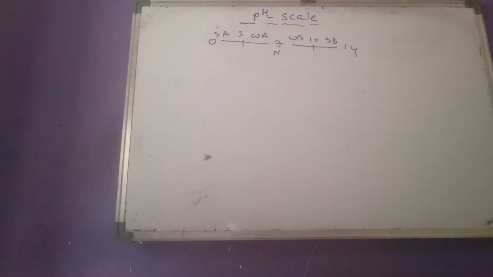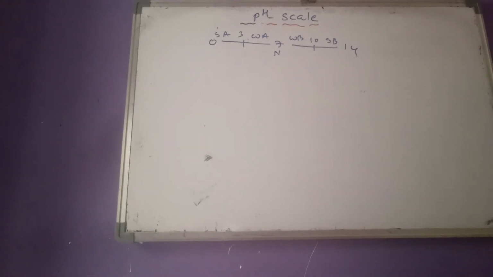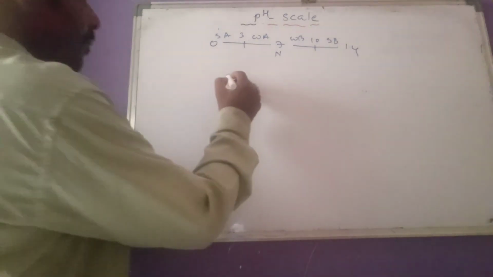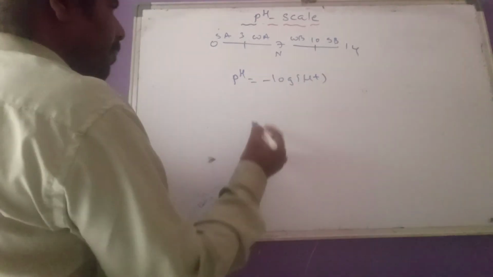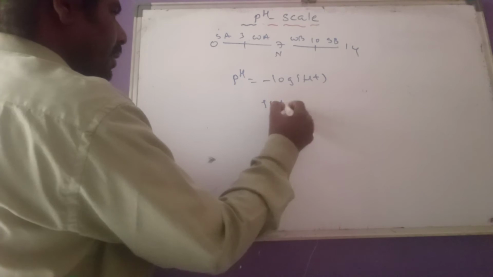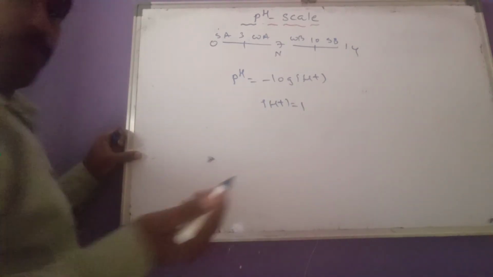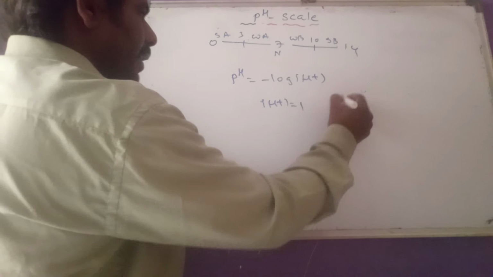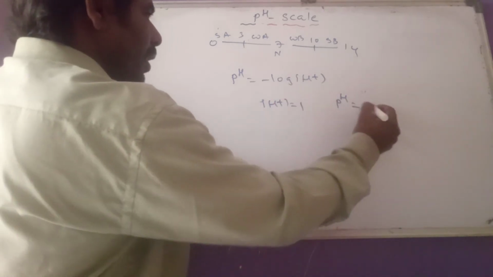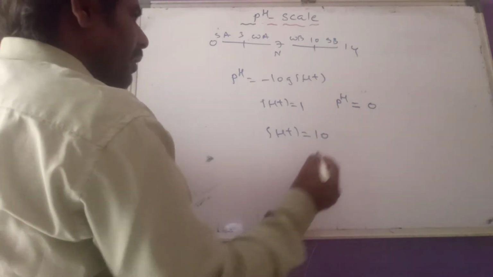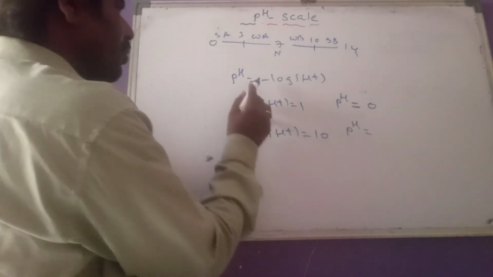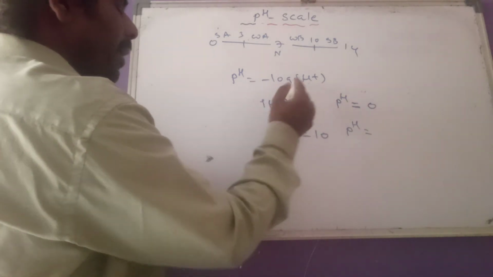So like that we have to calculate the final pH after dilution for an acid or for a base. Next, how do we answer such questions without using that formula? Let us see here. pH equals minus log of H plus. So if H plus concentration is 1, what is the pH value? Minus log 1 means 0. Then if H plus value is 10, what happens? pH value is minus log 10, which is minus 1.